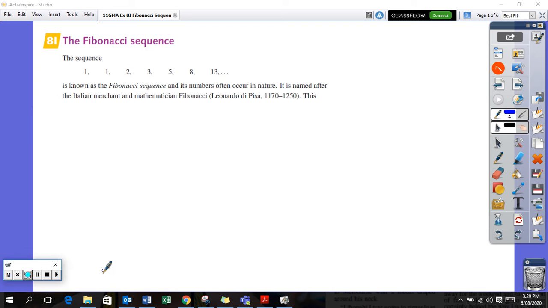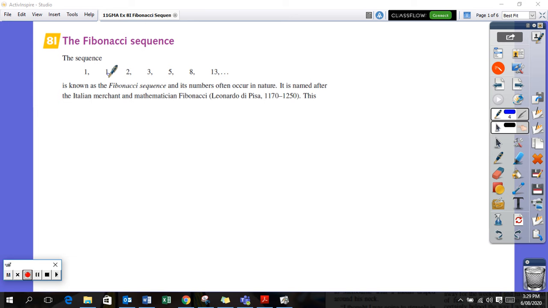Okay, today we're looking at the Fibonacci sequence, a famous mathematical sequence that was named after an Italian mathematician, Leonardo di Pisa. So we've got the numbers. You can see at the top 1, 1, 2, 3, 5, 8. So what's happening? The next number is always the sum of the previous two numbers.